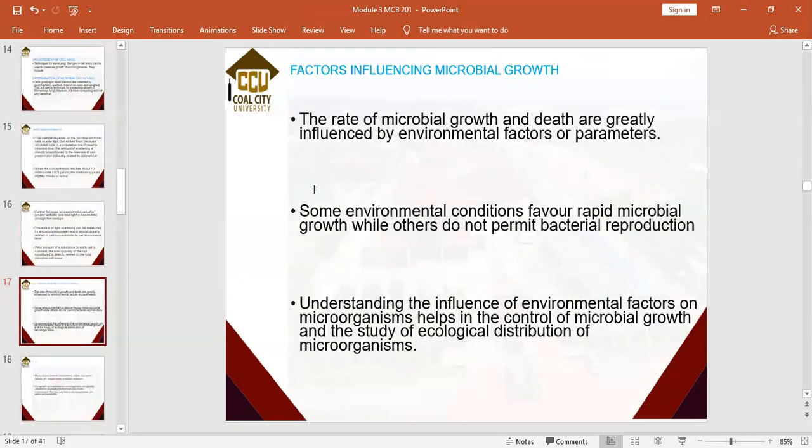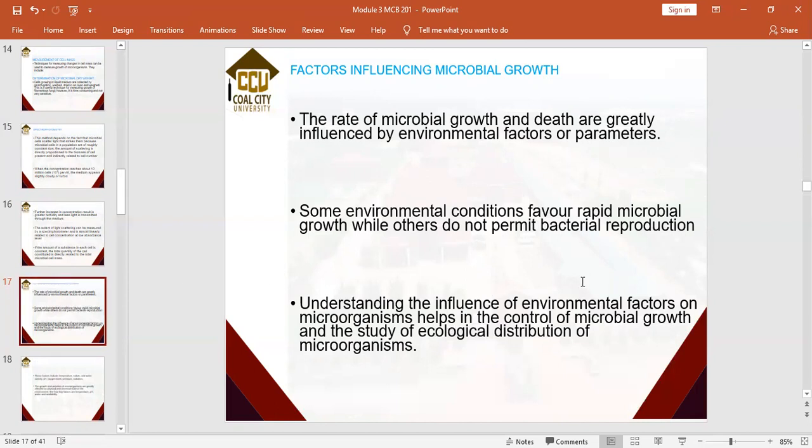The essence is that light scattering is what we measure in the spectrophotometer. Now, factors influencing microbial growth. The rate of microbial growth and death are greatly influenced by environmental factors or parameters. Some environmental conditions favor rapid microbial growth, while others do not permit bacterial reproduction.